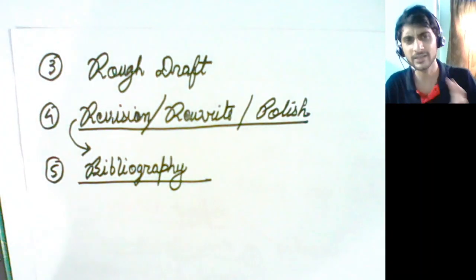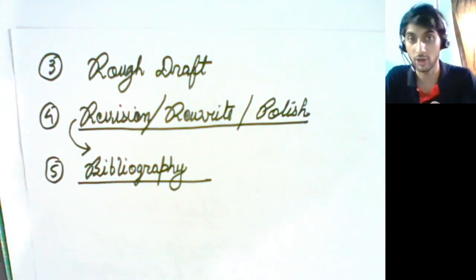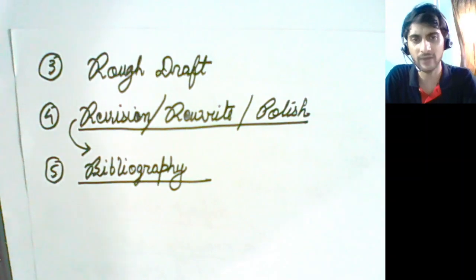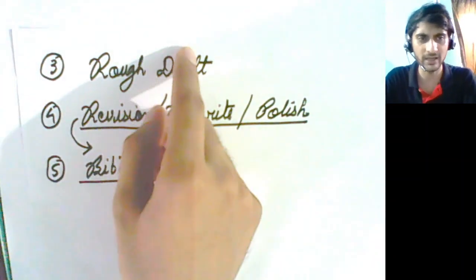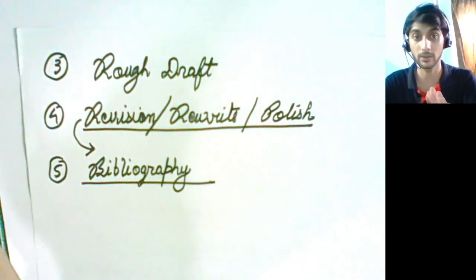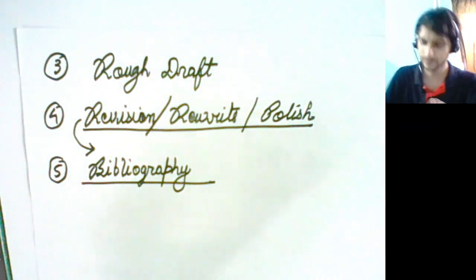Five major steps. You should have very good knowledge of the subject. The second thing is there should be an outline and framework. Then you can go with the rough drafting, revision of those drafts, final draft, and then at least you should care about the bibliography and references as well.